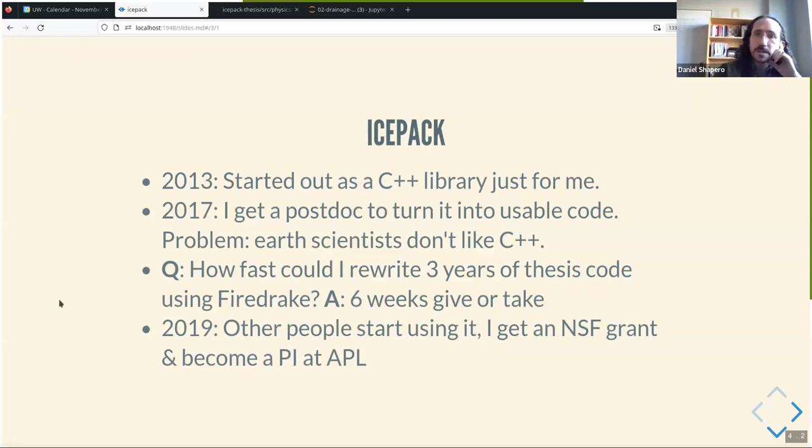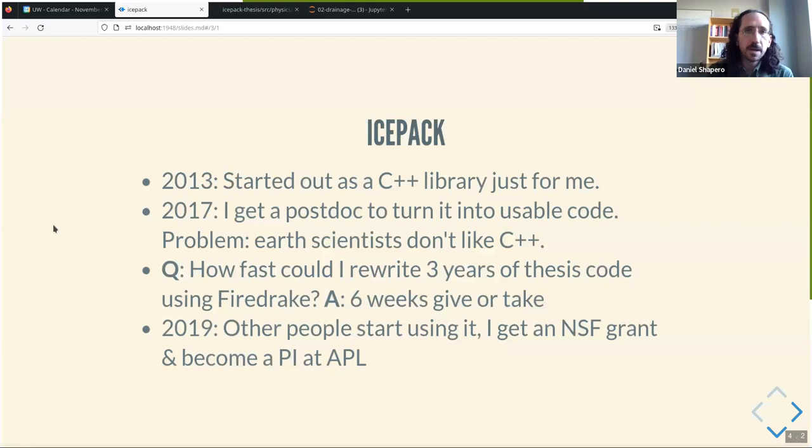So it wasn't long before a couple people started using it, and some of them even managed to do so without mentioning to me that they were trying. So they were able to do it without getting any help from me, which I thought was a pretty good sign that I might have something on my hands that could be more useful to the community. And I got an NSF grant to develop this, and I became a PI at the lab here.